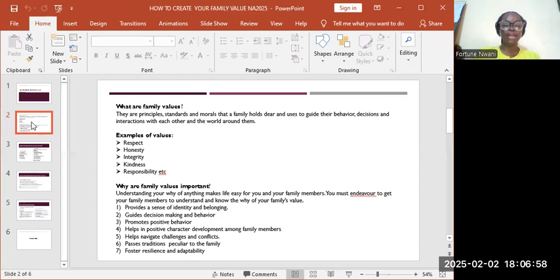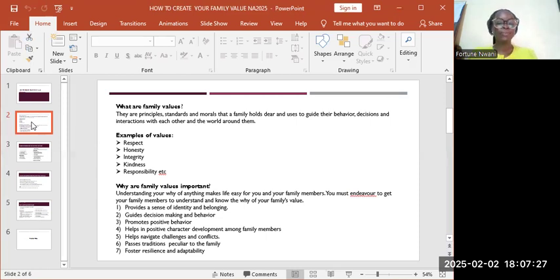Family values promote positive behavior. Do you want your children to behave well? Yes, I know you do. Then reel out your family values and let everybody know about it. The Bible says, write the vision and make it plain. So it is not enough that you know it in your head. Every other member of the family should know, and it should also be in their heart.